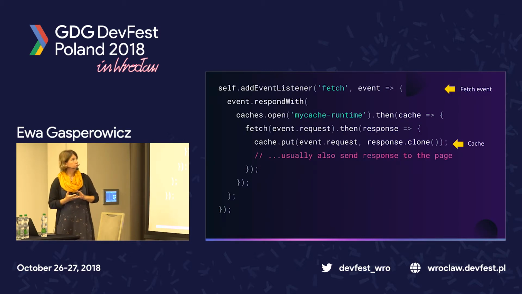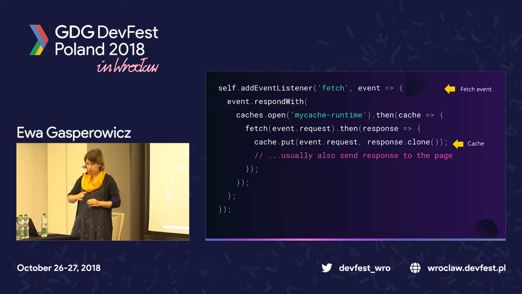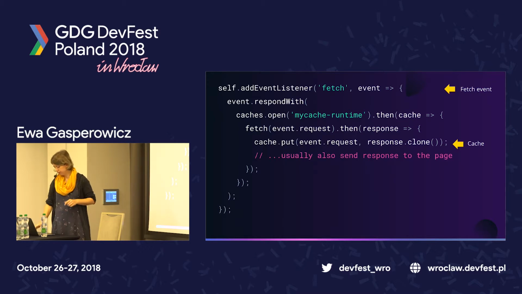And here's the example. You see that I'm listening in my service worker for the fetch event, and when the fetch event happens, I do two things in parallel. I go to the network and fetch the content and put it in my cache. That's this caching at runtime. And at the same time, I send this content back to the page because, well, that's what the page requested, right?